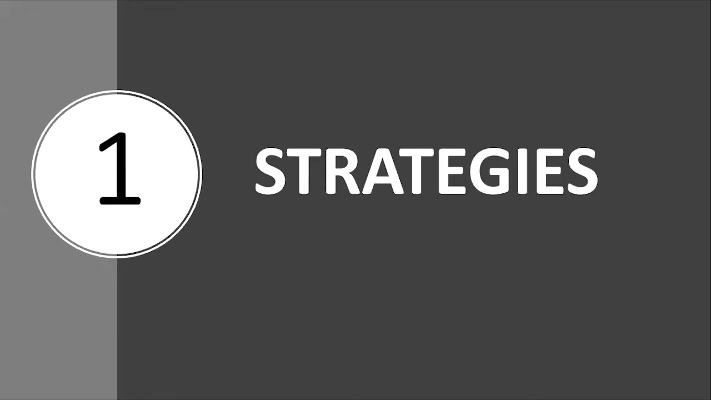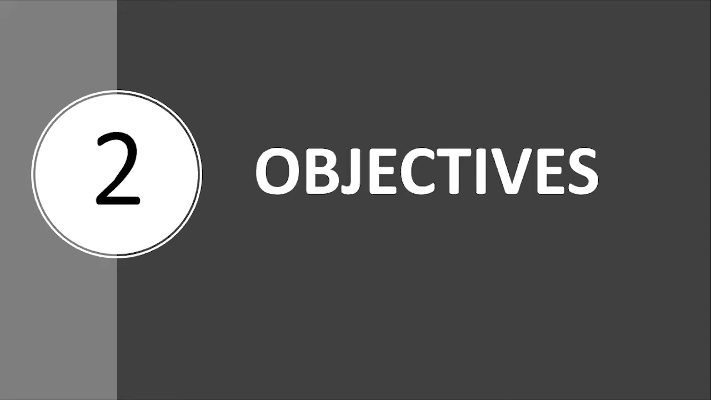And the second one is objectives. Strategies are the means to achieve certain ends. They are long-term means to achieve some goals. But here, objective means the very goal itself, the target. For example, what is your objective? I want to get A plus, or A, or B, or B plus. What is your overall objective?